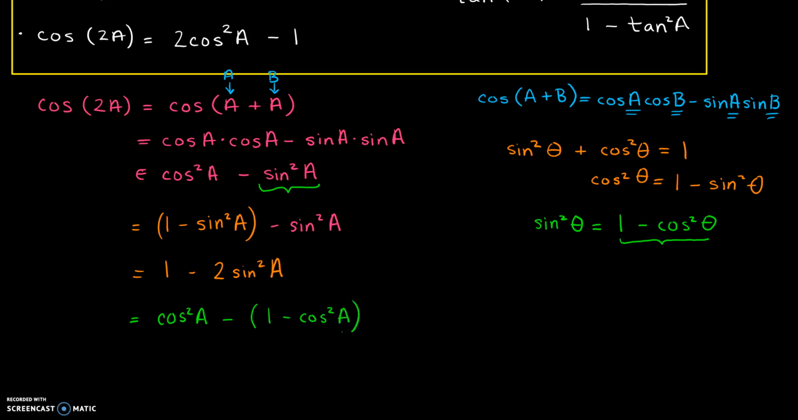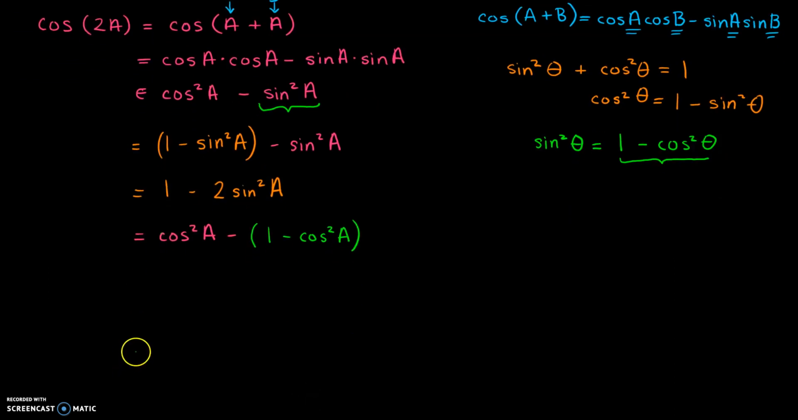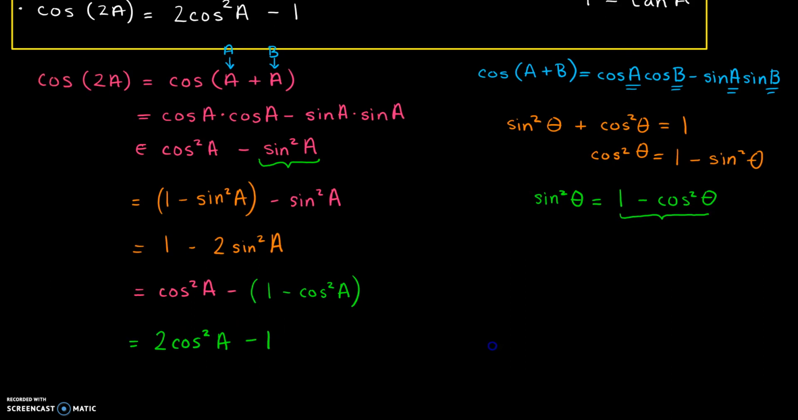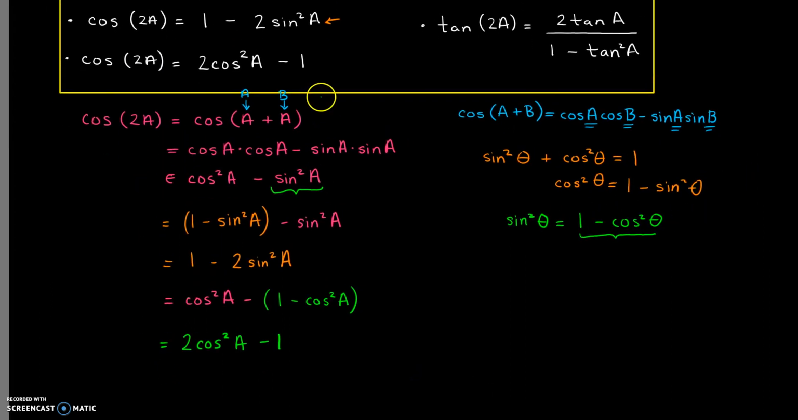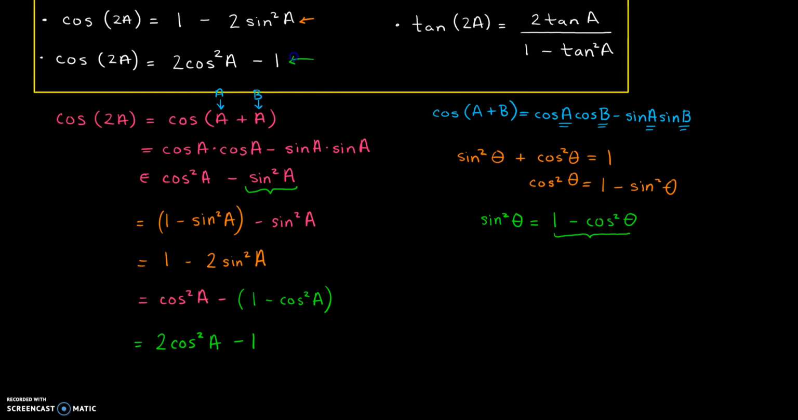Let me redo this and keep it consistent on the color scheme. We have cosine squared of a minus, and the only thing getting replaced is this part here in green. Then we just simplify and distribute. A negative times a 1 is negative 1, and a negative times a negative cosine squared is a positive cosine squared. That leaves us with 2 cosine squared of a, and then we have this minus 1 here, and that's where this formula comes into play.